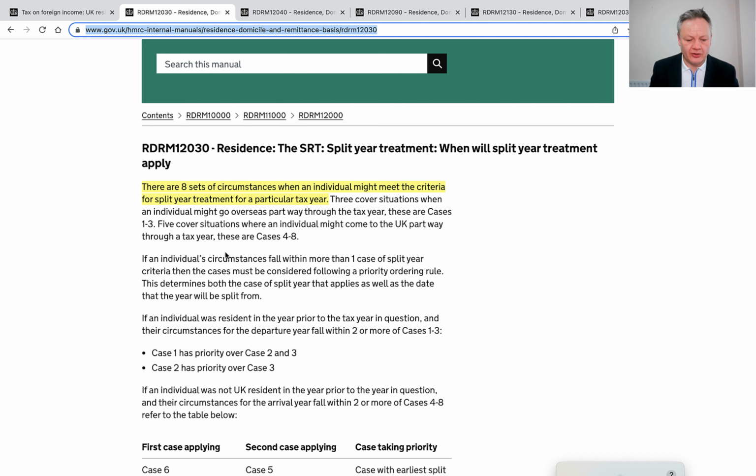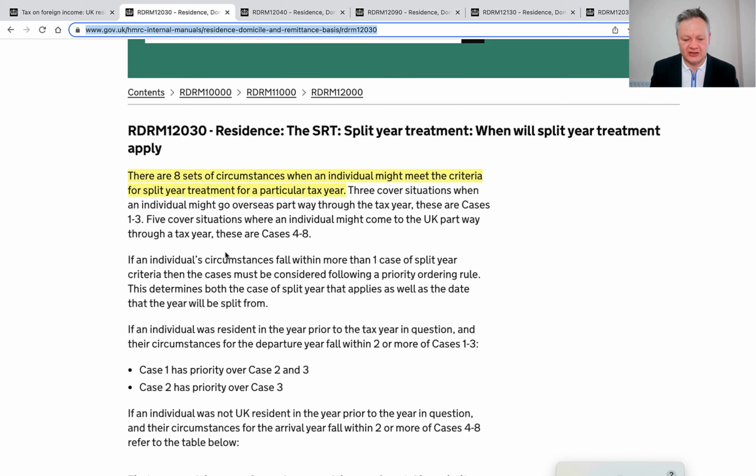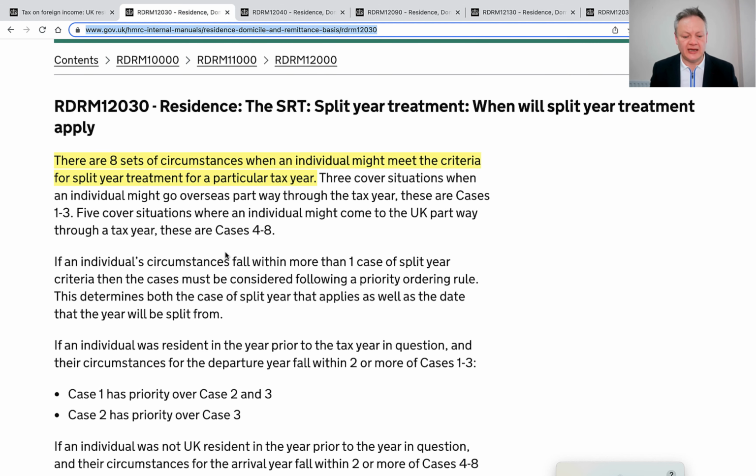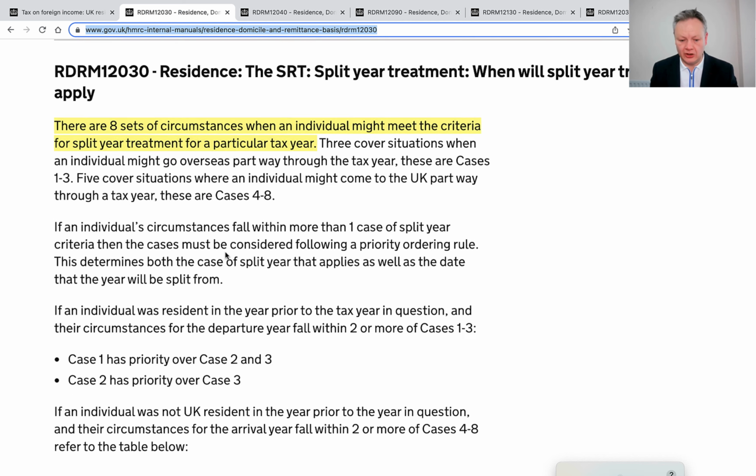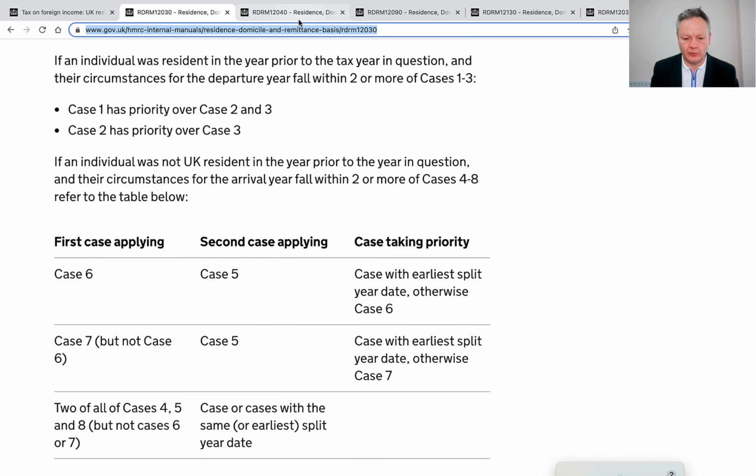And as it says here, there are 8 sets of circumstances. I'll just make this larger. There are 8 sets of circumstances when an individual might meet the criteria for a split year treatment for a particular year. Well, don't worry, there aren't going to be 8 cases that we'll focus on, because we just want to focus on the ones where you are leaving the UK. And that's really most important. So we're going to focus on that first.